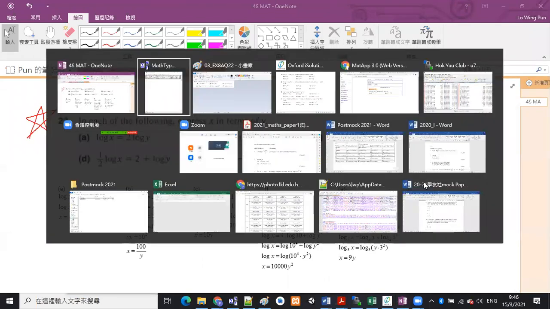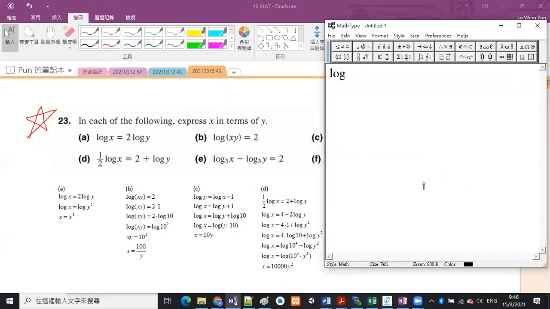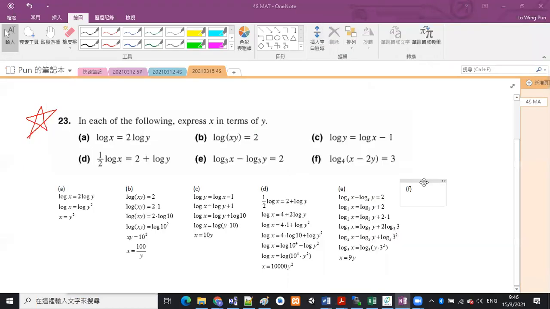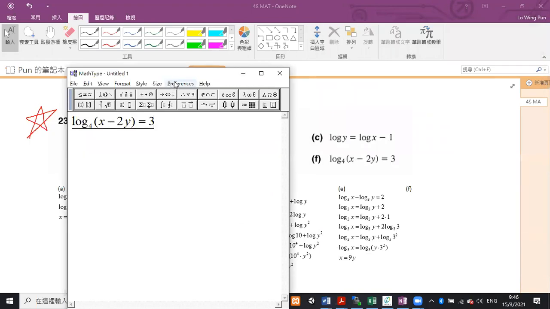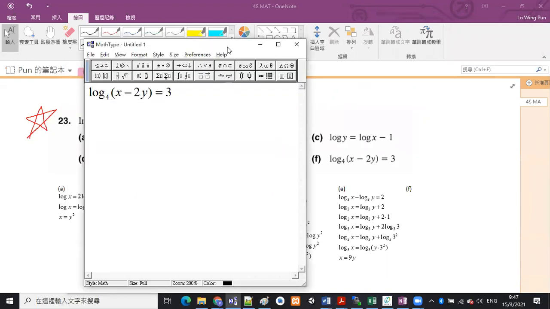Okay, and then part F. So we have log (x minus 2y) base 4, and the right hand side is equal to 3. 記住，log 裏邊如果相減嘅話，我哋冇 property 可以將佢拆散。但係你留意到，而家我哋 we want to find the x, and x is still trapped inside the log, right?